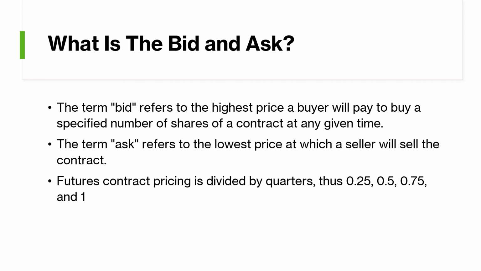Now, what is the bid and ask? The term bid refers to the highest price a buyer will pay to buy a specified number of shares of a contract at any given time. The term ask refers to the lowest price at which a seller will sell the contract, and futures contract pricing is divided by quarters, thus 0.25, 0.5, 0.75, and 1, and so on.